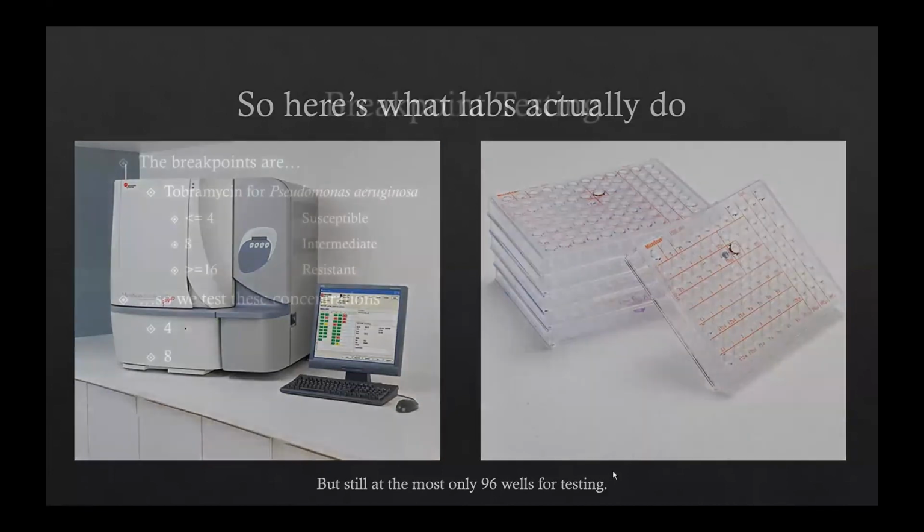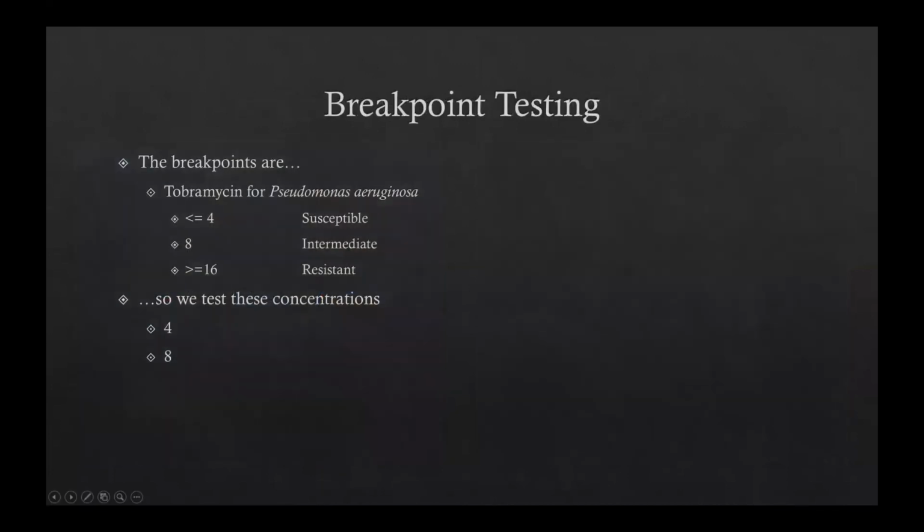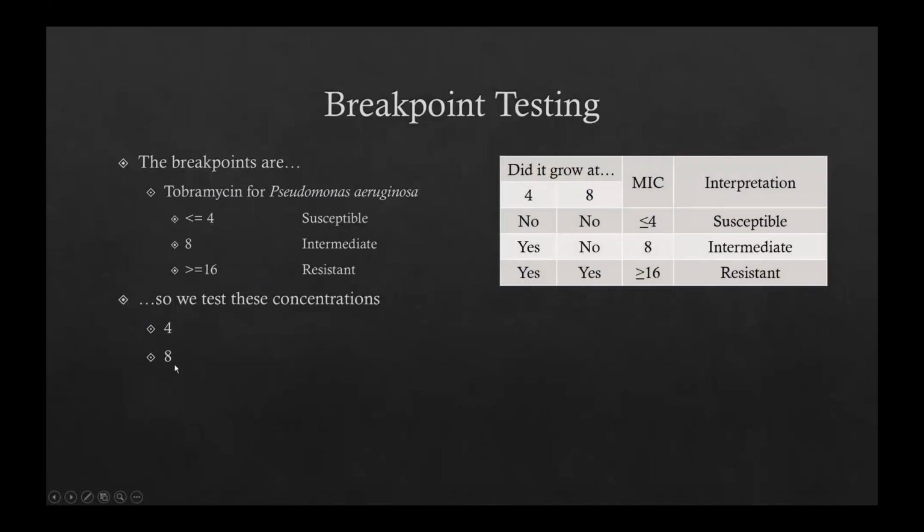So what we do is what's called breakpoint testing. Breakpoint testing is we only test the concentrations where the interpretation is going to change. So for example, this is tobramycin with Pseudomonas aeruginosa. Here are the breakpoints. Less than or equal to 4 is susceptible, 8 is intermediate, greater than or equal to 16 is resistant. So all we really need to do is test these two concentrations.